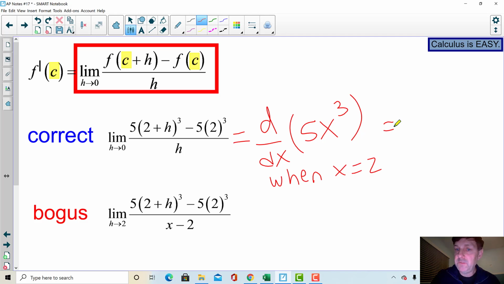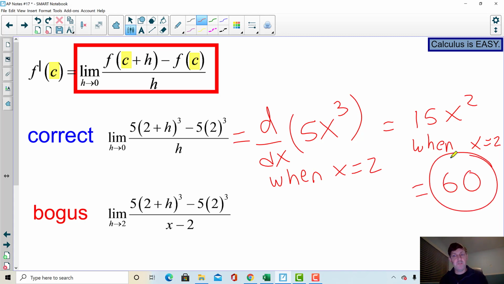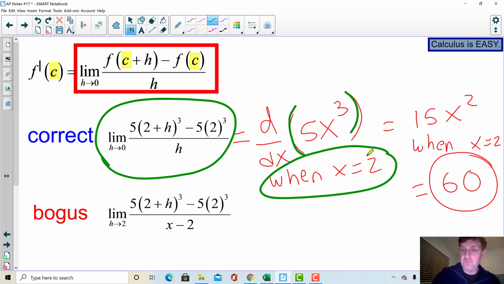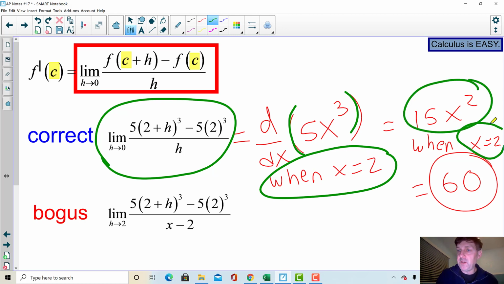So that would give us 15x squared when x is 2. Then we plug in our 2, we get 15 times 4. Final answer here is 60. So again, instead of doing this limit, which would take a really long time, we're just recognizing that it's just the derivative of this function when x is 2. So we do the derivative of the function, and then we plug in a 2 for the x.